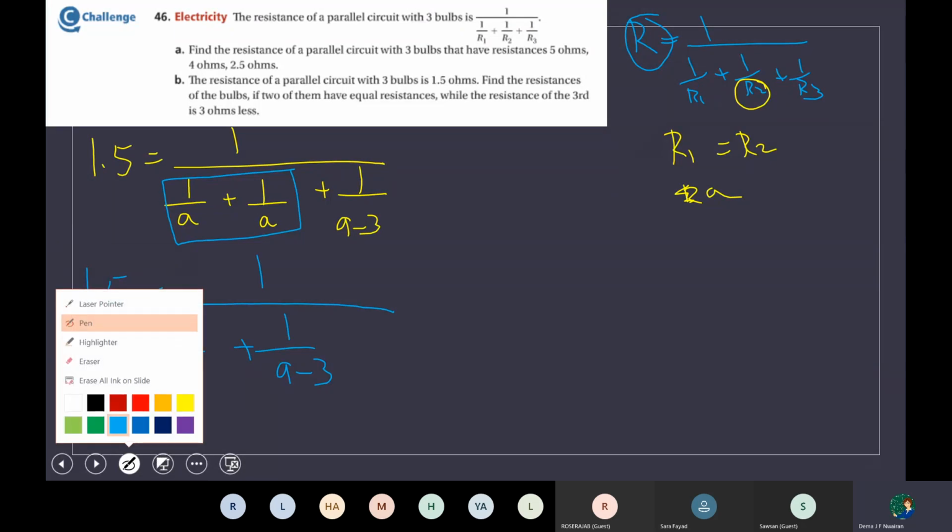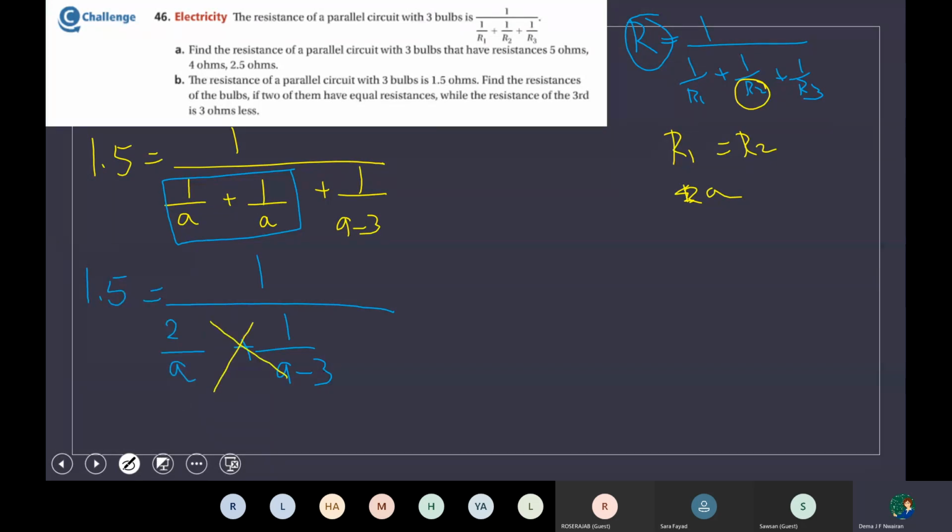So using now the butterfly method, it will be now. Yes. So I didn't understand the last point. Like 1 over A plus 1 over A minus 3. From where do I bring the 3?